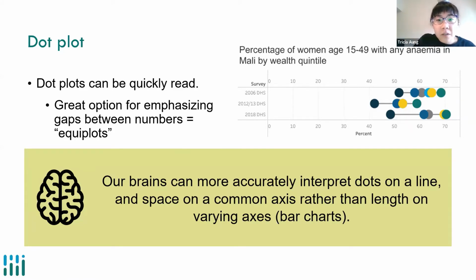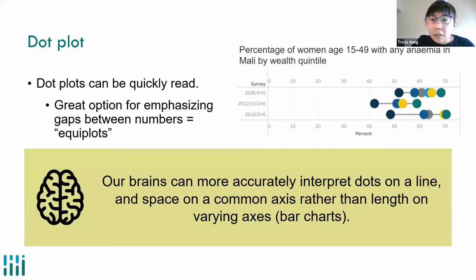And so with a dot plot, we can easily judge on a common axis the space between all of the dots. If I was looking at this example on the right, I would notice that all of these dots are kind of grouped together in certain places. In this example, the dark blue represents the percentage of women aged 15 to 49 with anemia in Mali among the poorest. The green, which is on the furthest right, represents the highest wealth quintile. So there are a lot of different judgments that are possible from this type of graph.